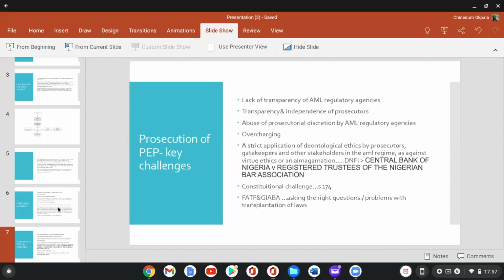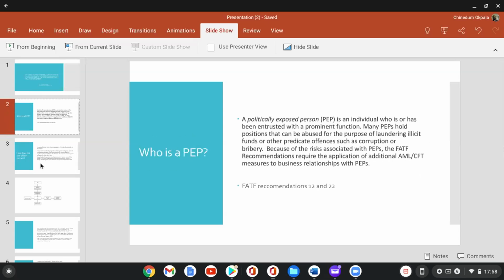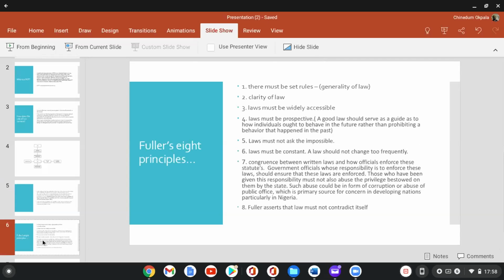So these are the issues which center around the application of rule of law. If we look at Fuller's 8 principles, which I attempted to mention earlier, for clarity of laws, the application of generality of laws, and the congruence of how these laws are formed and how they are applied, it's quite interesting, and I hope these issues can be subsequently addressed within the Nigerian AML regime.